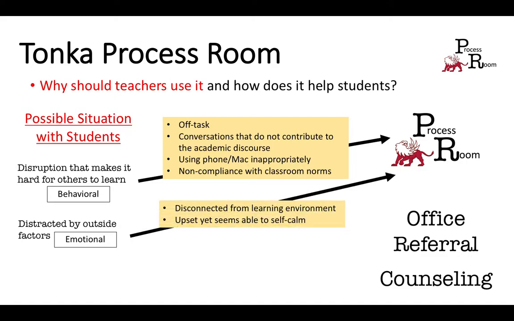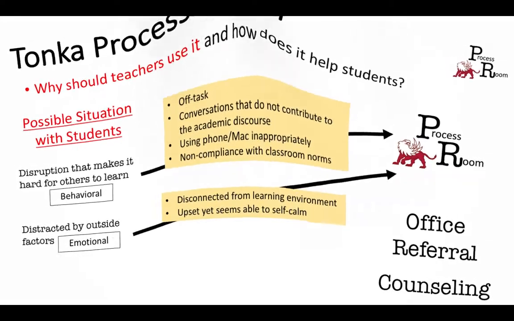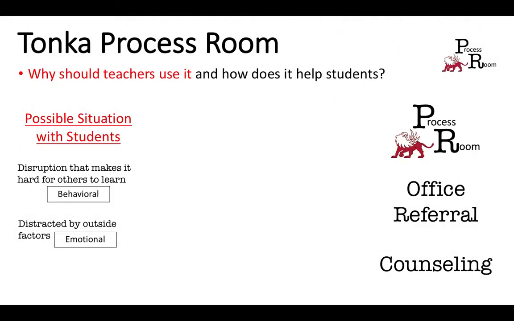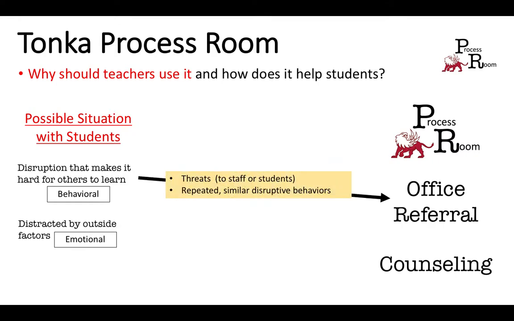There may be instances where students' emotional needs warrant use of the process room, such as when a student is disconnected from the learning environment or appears upset and needs a break to move forward. There remain some situations where students need to be directed to the main office or to counseling, skipping the process room. Threats and chronic disruptive behaviors should be handled with an office referral. Similarly, when a student appears unable to self-calm, you can send the student directly to counseling.